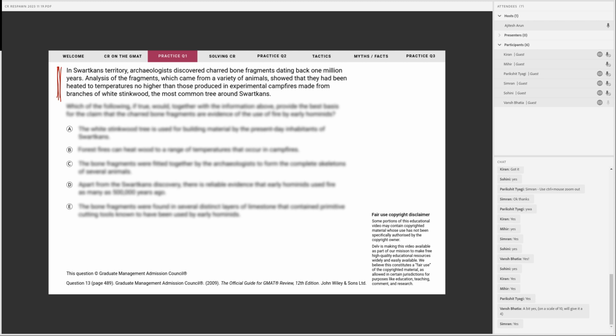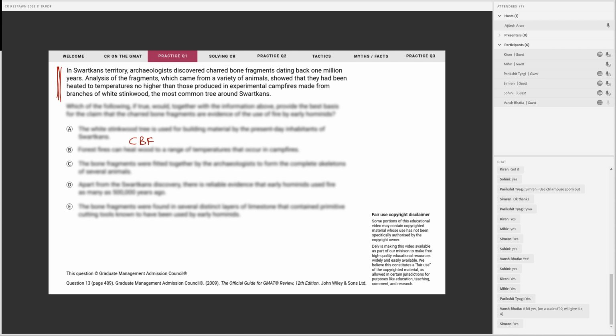Now, in this situation, what we are told is that there's some territory where archaeologists have discovered charred bone fragments. So let's put that down: charred bone fragments dating back 1 million years. Analysis of the fragments, which came from a variety of animals, showed they had been heated to temperatures no higher than those produced in experimental campfires.